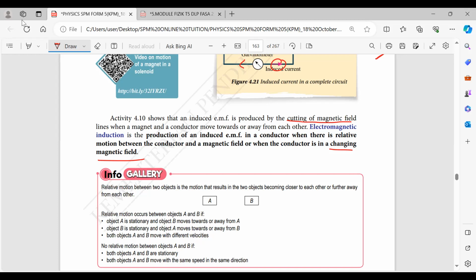It's the same as when we talk about acceleration. Only when there is a change in velocity, you will have acceleration. If the velocity remains constant, there is no acceleration. So the same thing here. There must be a change in the number of magnetic field lines being cut. Then only you have an EMF induced. So if the magnetic field lines cut is the same, then no EMF will be induced. Any question?